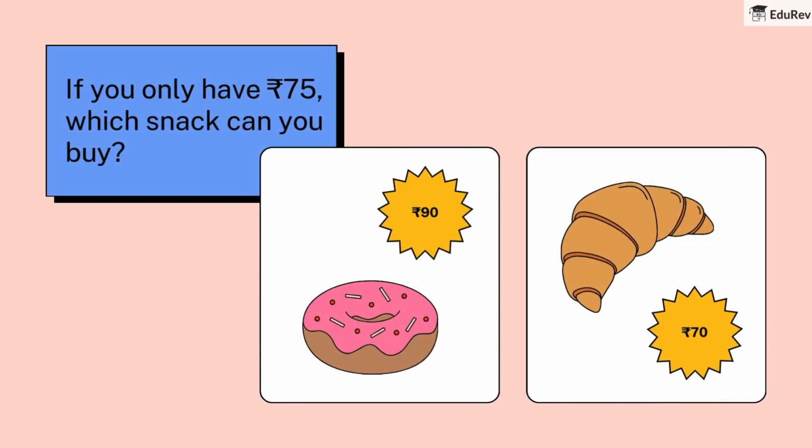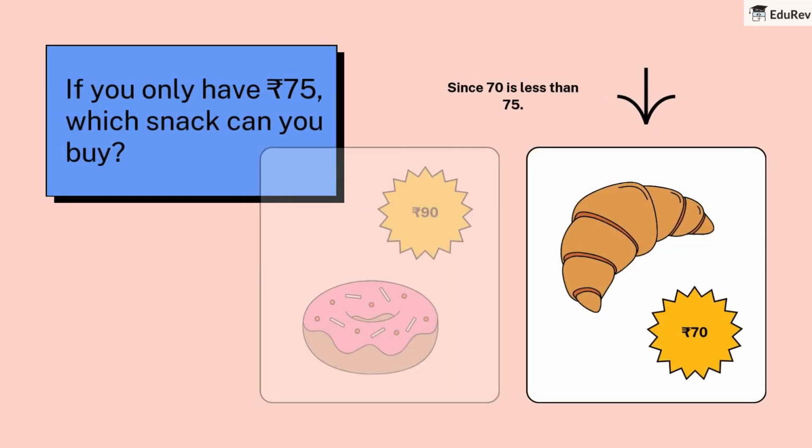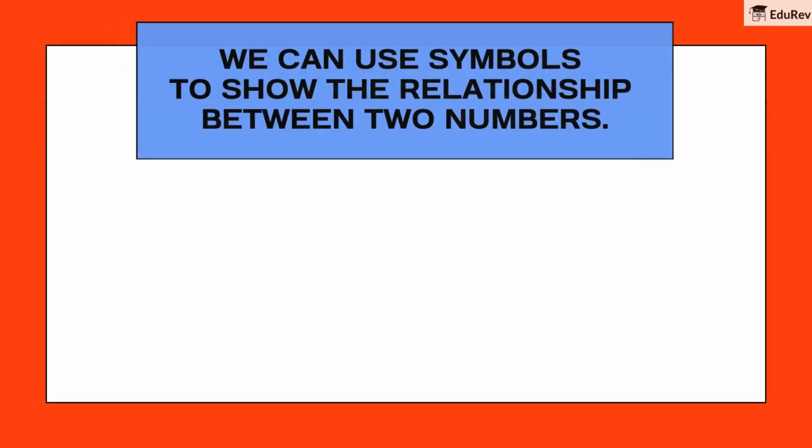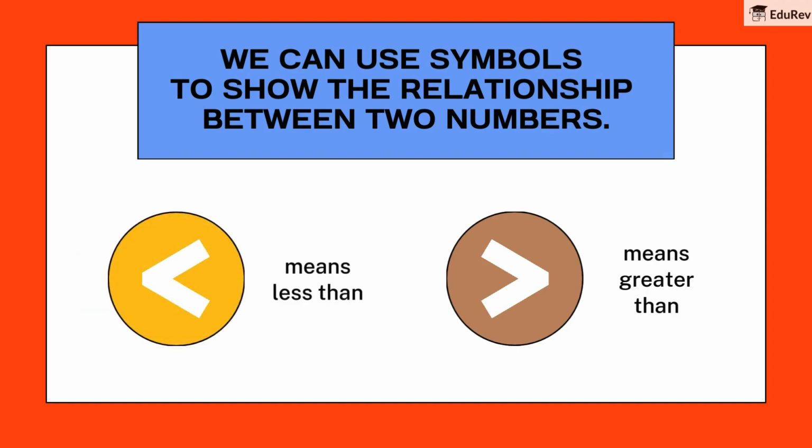Let's consider a scenario. If you only have 75 rupees, which snack can you buy? We have two options, 70 rupees and 90 rupees. Since 70 is less than 75, you can buy the snack that costs 70. We can use symbols to show the relationship between two numbers. The symbol > means greater than, while < means less than.